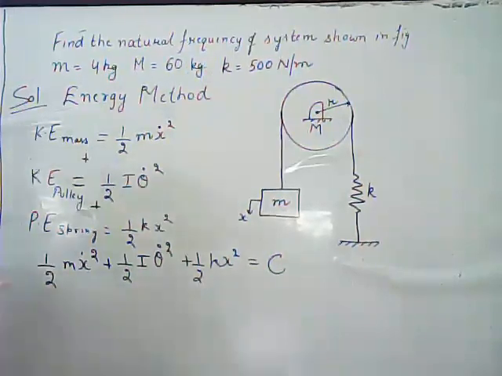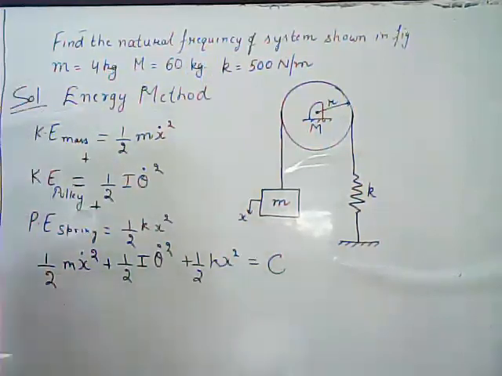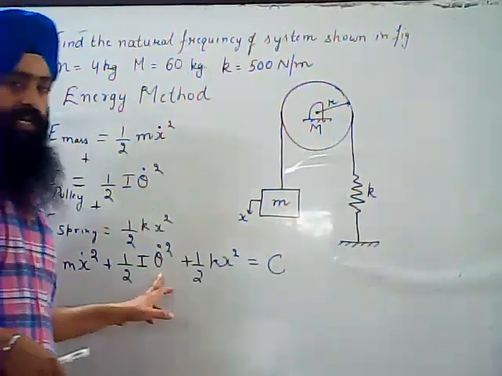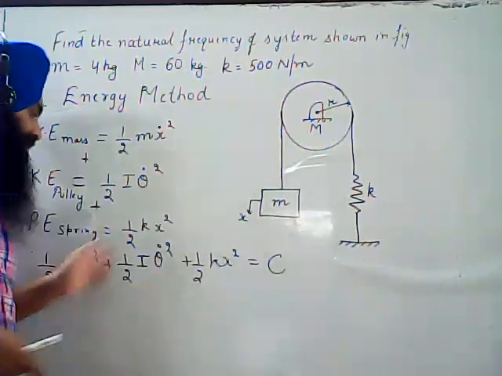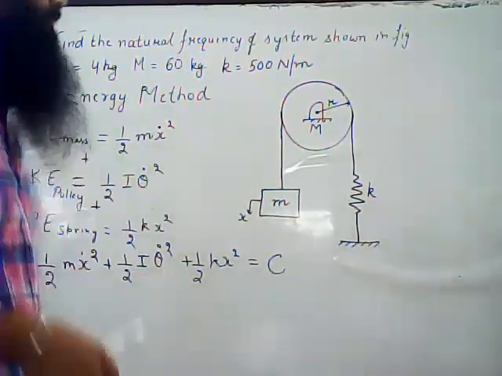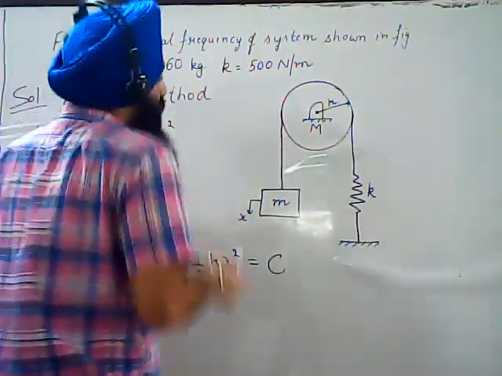The next step is we have to differentiate this equation with respect to time. Now there are two variables, one is x, another one is theta. So either we will convert x in terms of theta or we will convert theta in terms of x. So we need a relation between x and theta.